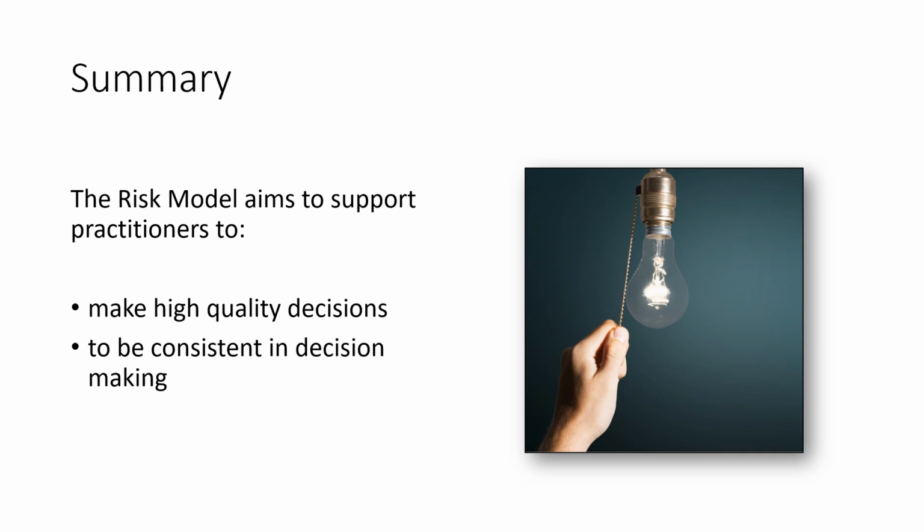The aim of the risk model is to support frontline child protection practitioners to make high-quality and consistent decisions about the threshold of significant harm. This means that decisions can be justified and have a clear rationale about how they were reached. They would be consistent, so two practitioners faced with the same evidence base would reach the same conclusions.